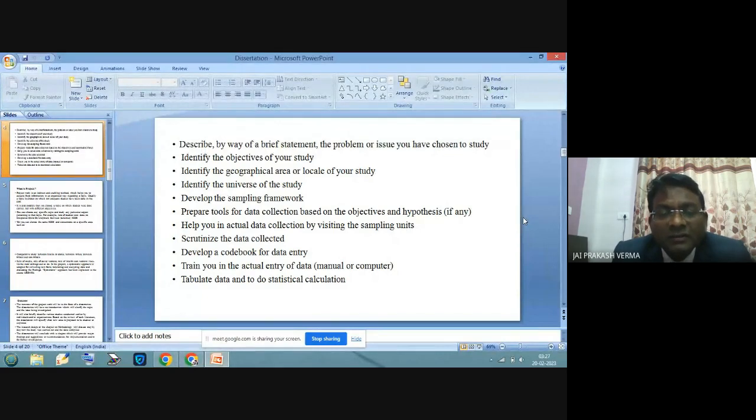Train yourself in the actual entry of data. It's very important; soft skills are required. Without soft skills, we cannot make entries, and we cannot analyze the data. We have already discussed tools like SPSS, the Statistical Package for the Social Sciences, so you must know about that. Tabulate data and do the statistical calculations. It's very important because raw data is nothing. If you calculate and analyze data, you will find the result. Some statistical tools you must know are correlation, mean, median, mode, and regression analysis. You must know these statistical tools for your dissertation.